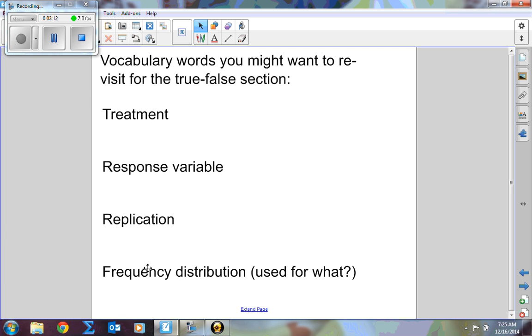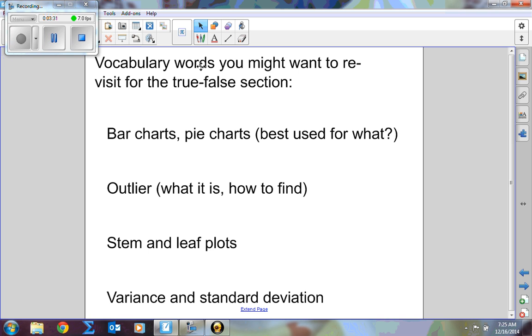All right, then we go back to chapter 1 and chapter 2 with displaying data. And remember, we did frequency distributions. So you want to look at that and what they're best used for. And the same thing in that section where we're talking about displaying different types of data. Bar charts, pie charts, what are they best used for? Histograms, what are they best used for? The difference with bar charts and histograms is one's for categorical data and one's for quantitative data. So make sure you know the difference in those.